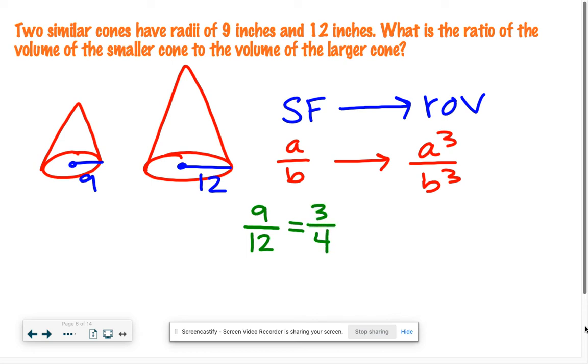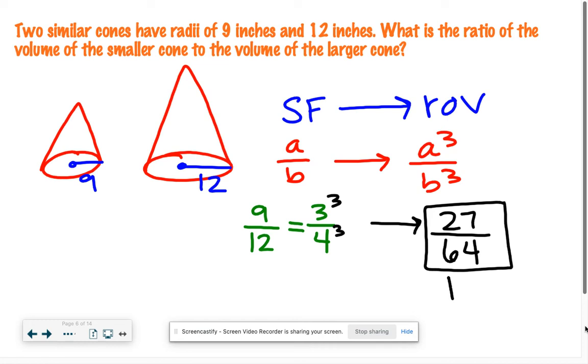So this is my A to B, and if I want to get to A cubed to B cubed, we simply just cube them. Cubed, cubed. So 3 times 3 times 3 is 27. 4 times 4 times 4 is 64. That's it. That's the ratio of our volumes. Done.